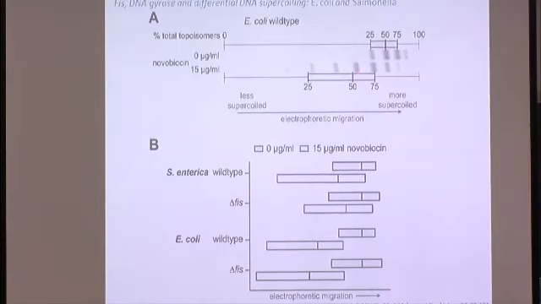So what you see in Salmonella is that novobiocin treatment causes the expected relaxation. And in a FIS mutant, you see a similar pattern, although it's not as exaggerated as it is in the presence of FIS. E. coli responds better to the treatment, and there isn't really much difference between the FIS mutant and the wild type under these conditions.